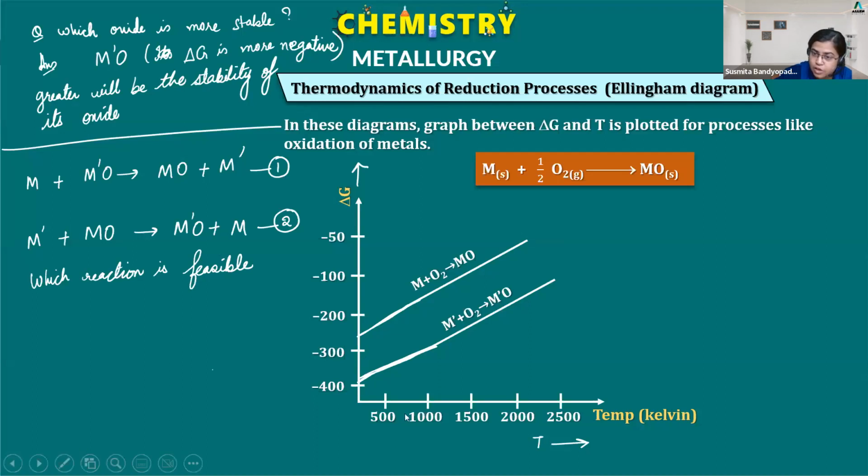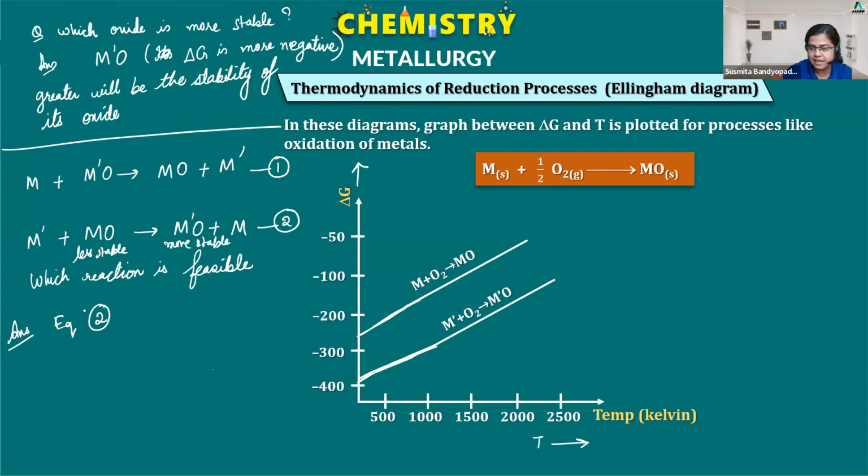Now, since we just discussed that M-O is more stable than MO, that is a reaction in which the more stable is formed from the less stable. This is less stable, as we discussed, and this is more stable. So definitely we would like the more stable thing to be formed from the less stable one. Hence the answer is equation 2.